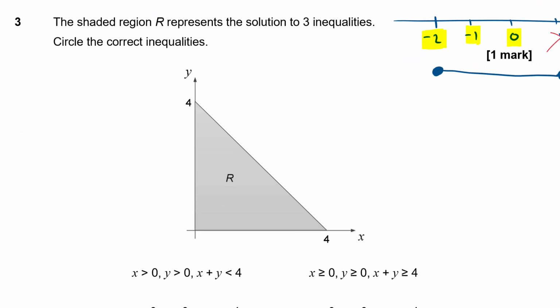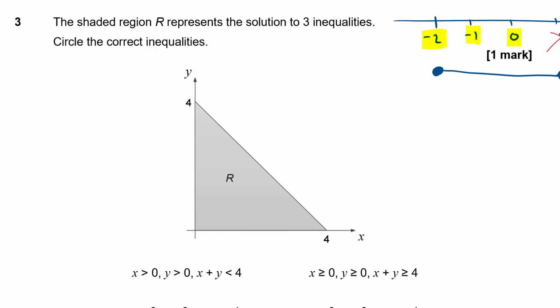Question 3. The shaded region R represents solutions to 3 inequalities. Circle the correct inequalities. Okay, so we've got an inequality region, and it's defined by these three boundaries, the three lines that surround it.